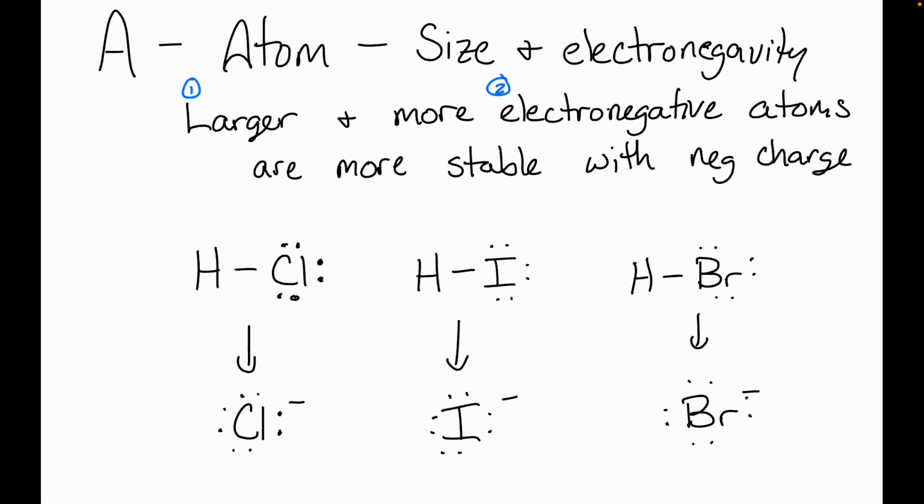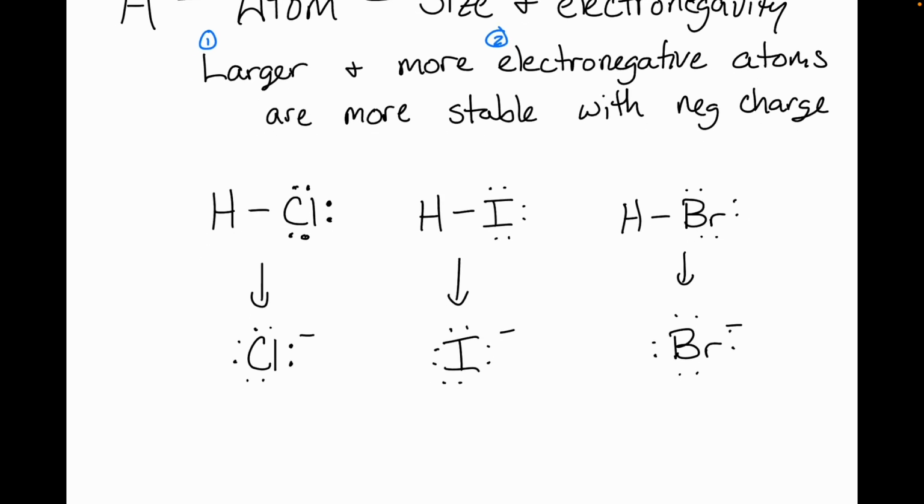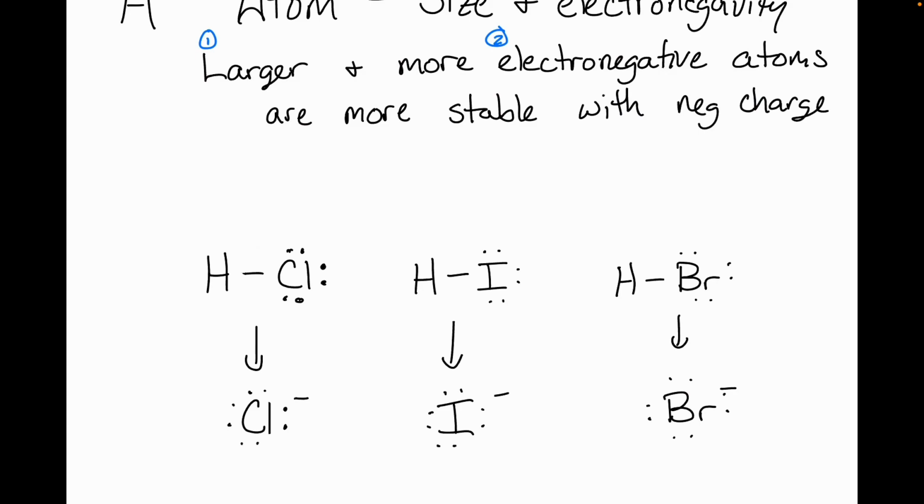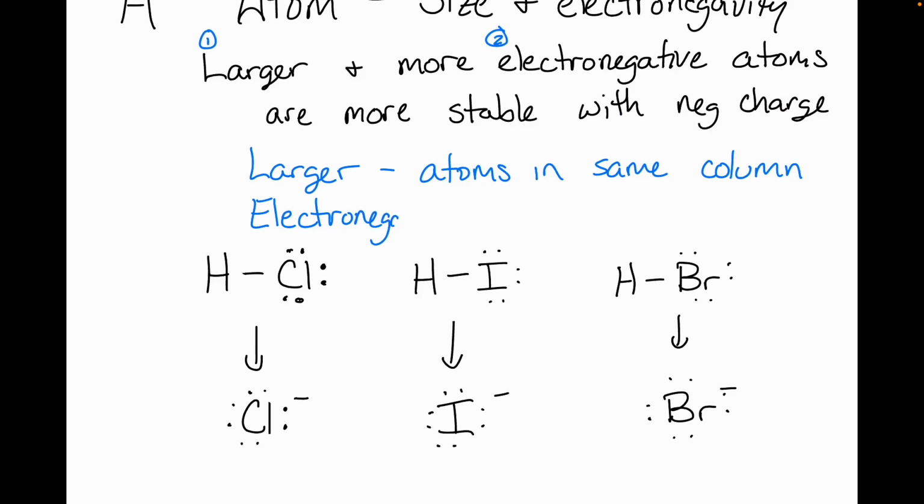Okay, so we remember our periodic trends, right? Things increase in size going down the periodic table, okay? So we can actually even make a little bit of a cheat sheet for ourselves here. The larger, this is going to be important for atoms in the same column, whereas more electronegative is going to come into play for atoms in the same row.